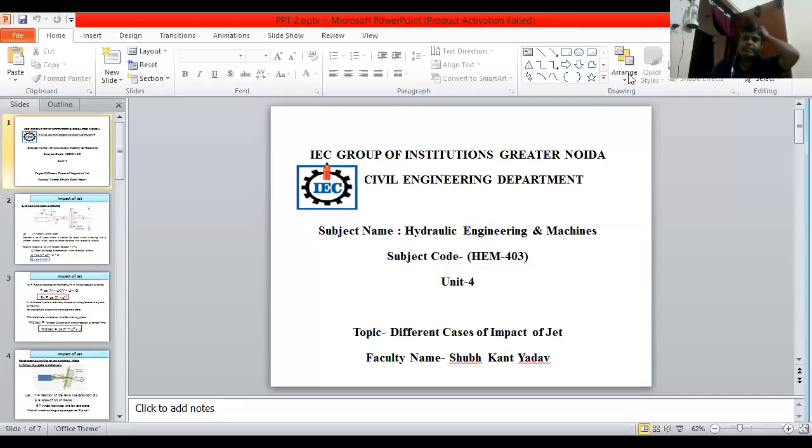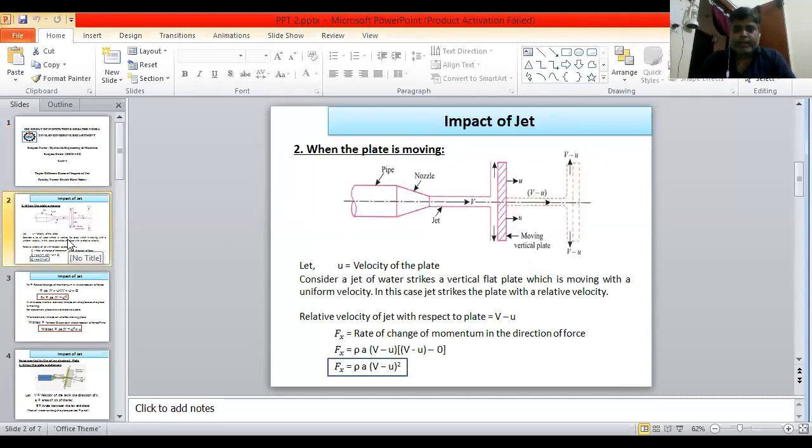Hello everyone. Today we will discuss different cases of impact of jet. The first one is when the plate is moving. That means in the previous lecture we discussed the plate being stationary, but in this lecture the plate is moving.